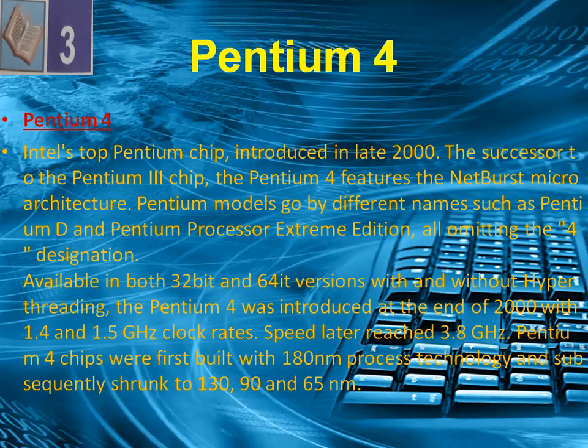The Pentium 4 was introduced at the end of 2000 with 1.4 and 1.5 gigahertz clock rates. Speed later reached 3.8 gigahertz, and Pentium 4 chips were first built with 180 nm process technology and subsequently shrunk to 130, 90, and 65 nm. So Pentium 4 processors have a 20-step execution process. They have high clock speed and perform fewer operations per clock. Pentium processors generally use a 478-pin socket and use megahertz to specify processor speed.